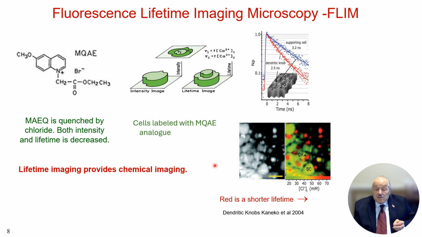In this case, we chose a chloride sensitive probe, and these measurements based on color, red, it turns out, code for a shorter lifetime. These are of course artificial colors, but you can do a lifetime imaging experiment, and from the color you can determine the chloride concentration at any position in the sample. So FLIM is very popular, and I'm proud to say I coined that acronym.